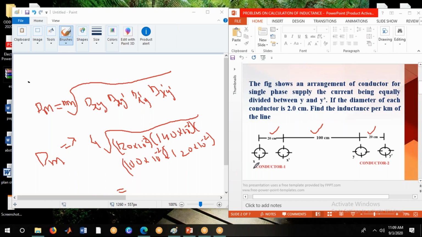So for GMD you always have to calculate with respect to a reference, connecting to the outer conductors.